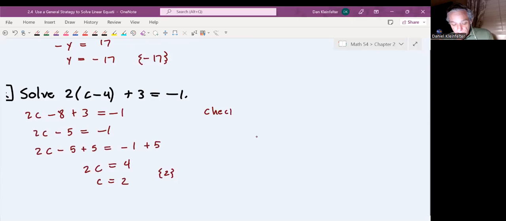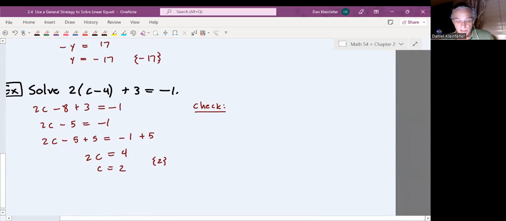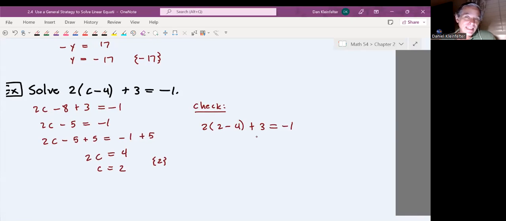Some of your math professors or teachers require a check, others do not, but it's always a good idea. The only downside to doing a check is if you make a mistake on the check, but maybe your answer was right in the first place, then that can make you incorrectly figure that you were wrong, right? So you've got to be careful with the check too.